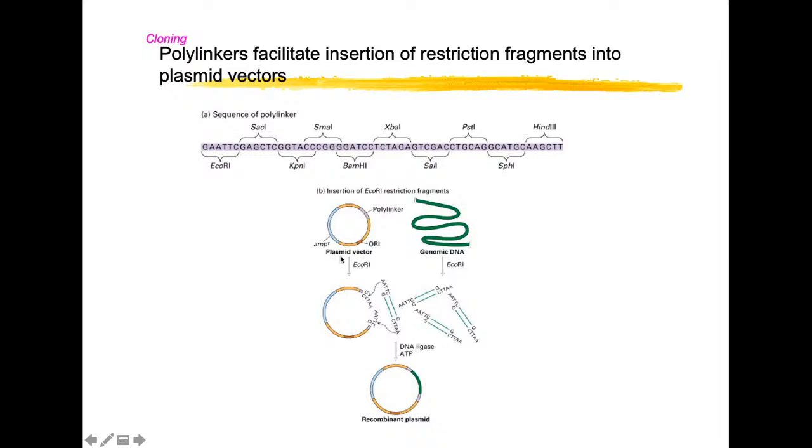So here we have a plasmid vector, and this is our genomic DNA, right? And this is ampicillin, origin of replication, and polylinker. And this is the genomic DNA we wanted to insert, with the sequence AATTCG, CTTAAG. Then we insert it into the vector with the help of DNA ligase and ATP. Then you have a recombinant plasmid at the end.